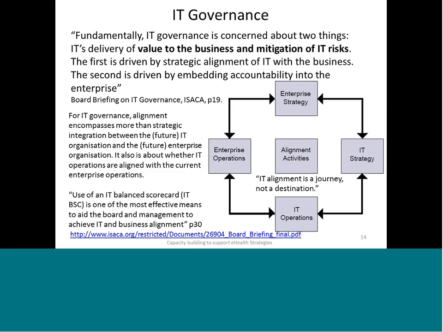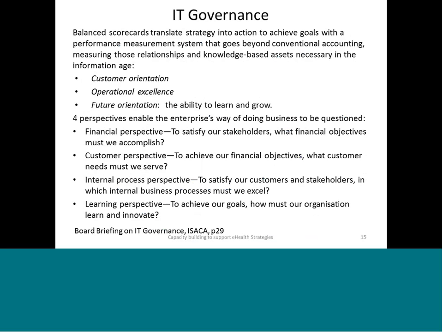So you'll have seen from the diagram that we're trying to get the balance right, and it's a two-way process between the elements of the strategy of the whole organisation, the health outcomes it's trying to achieve, the IT strategy, which is all about delivering eHealth outcomes, and the way in which the operation of the enterprise and of the IT part of the organisation interact with each other, and there's a continuous process of alignment going on. Okay.